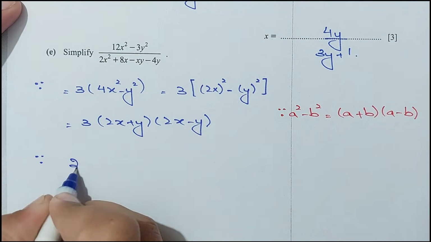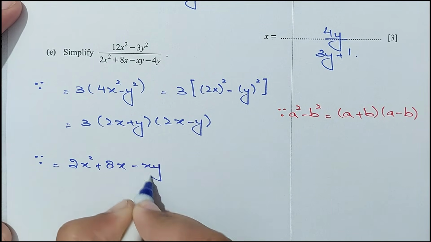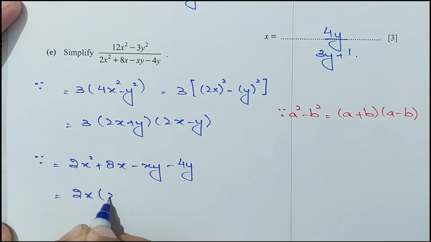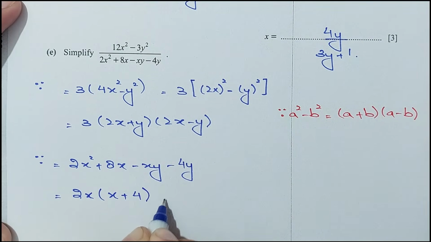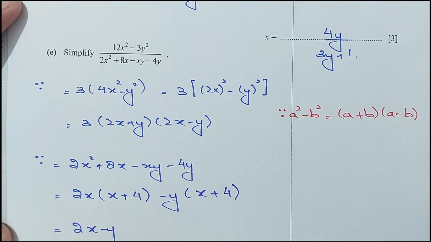So the denominator is 2x square plus 8x minus xy minus 4y. Alright, 2 is common and x is common. x is left and 2 times 4 is 8. Negative y is common, so x plus 4 is left. So the factors are 2x minus y and x plus 4.